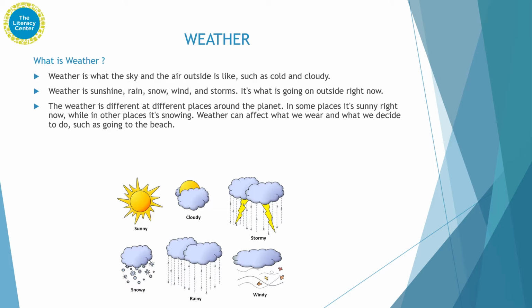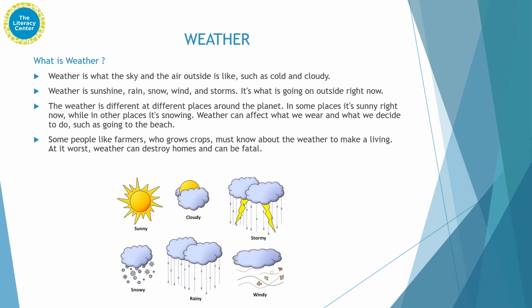The weather is different at different places around the planet. In some places, it's sunny right now, while in other places, it's snowing. Weather can affect what we wear and what we decide to do. For example, depending on the weather, we decide whether to go to the beach or not. Some people, like farmers who grow crops, must know about the weather to make a living. And at worst, weather can destroy homes and can be fatal.